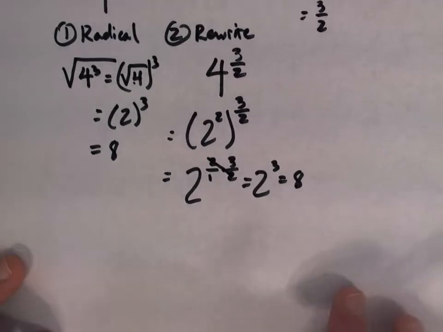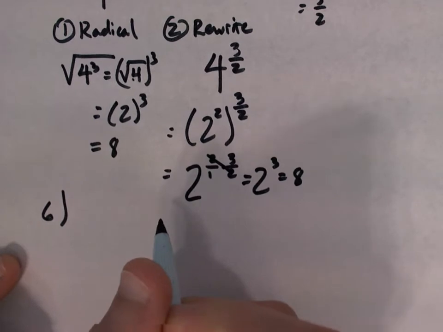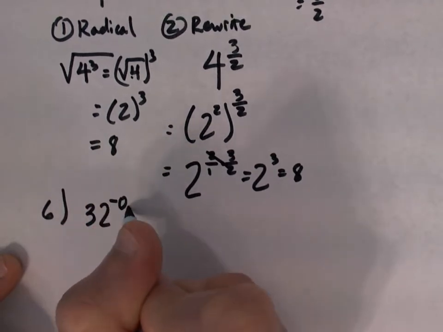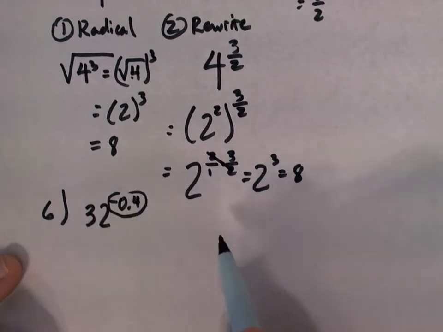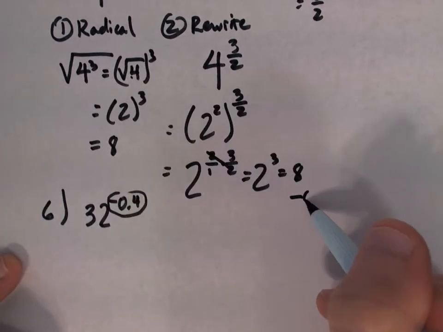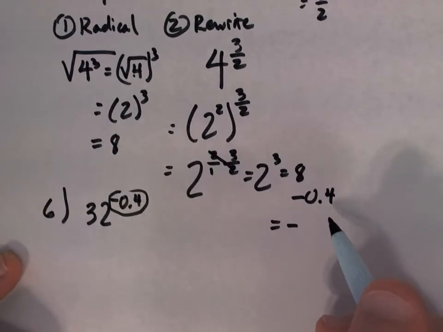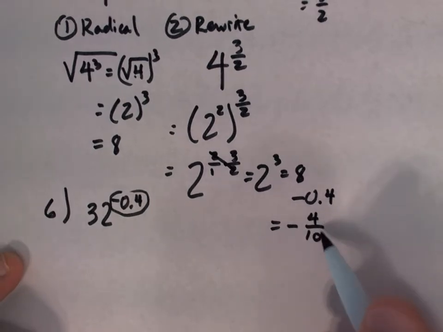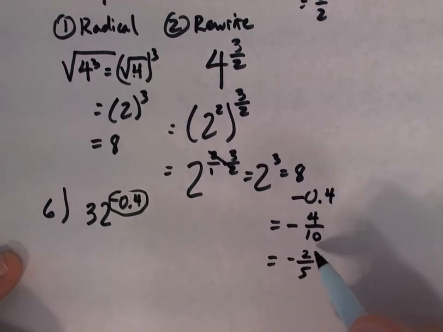Let's do some more problems with that. Let's do 32 to the negative 0.4. So again, let's take that and make it into a fraction. So negative 0.4 is equal to negative, well, 0.4, that's 4 tenths, negative 4 tenths. And I can reduce that. I can divide everything by 2, so I get negative 2 fifths. Okay, so negative 0.4 is negative 2 fifths.